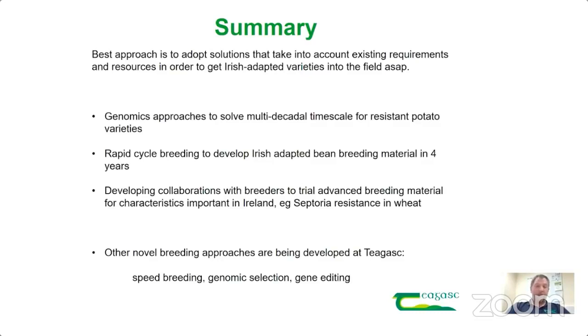And finally, I just want to mention that this is really just a snapshot of the types of work we're doing to improve plant breeding in Oak Park. We have other work on things like using genomic selection and speed breeding, and we're also maintaining a capacity for approaches such as gene editing, should that be needed in the future.